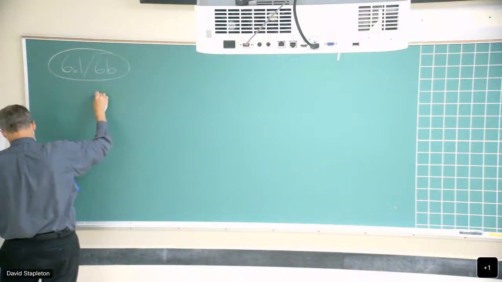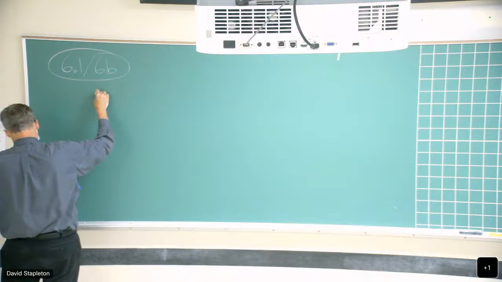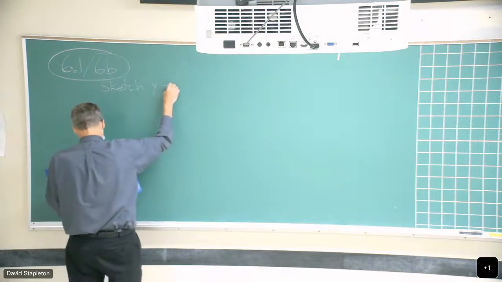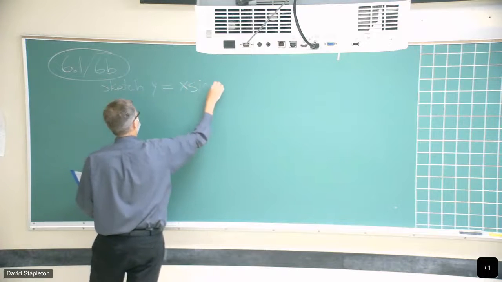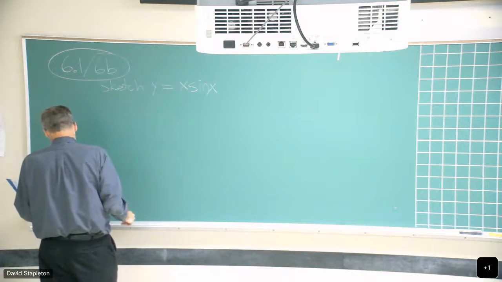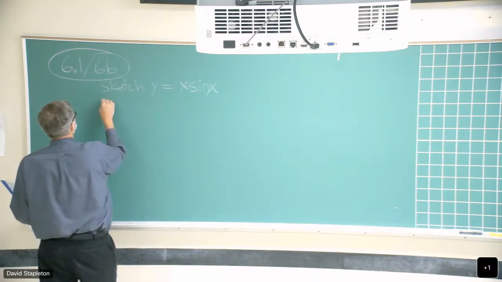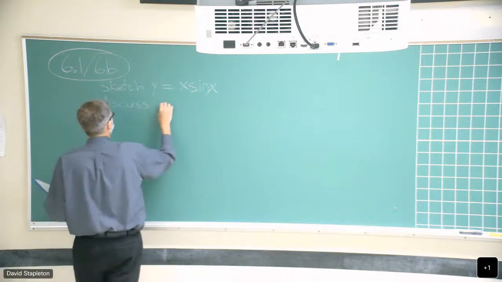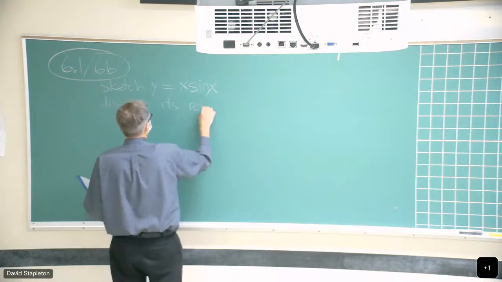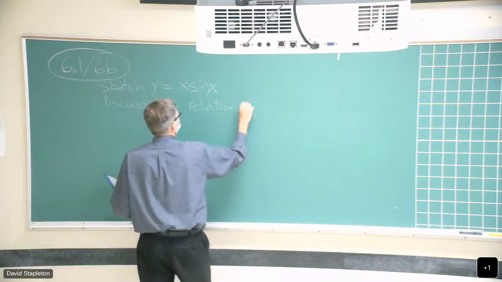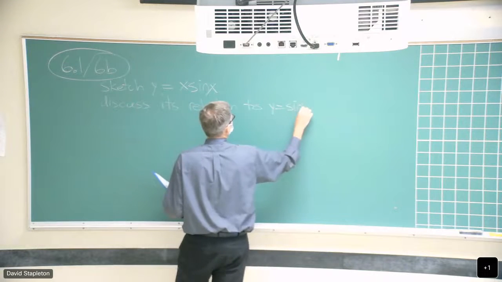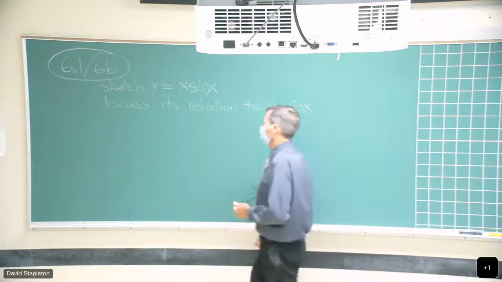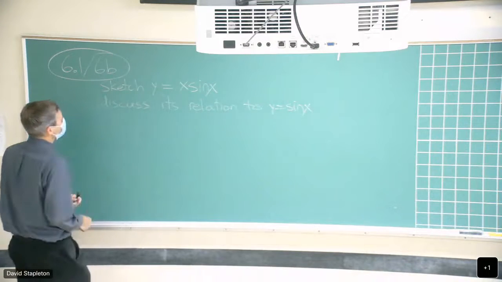It says this, sketch the graph of y equals x sine x. And then verbalize how the graph varies from the graph of sine x. I'll just say, discuss its relation to just the sine function. This is kind of an interesting question for science majors. How can I sketch that?